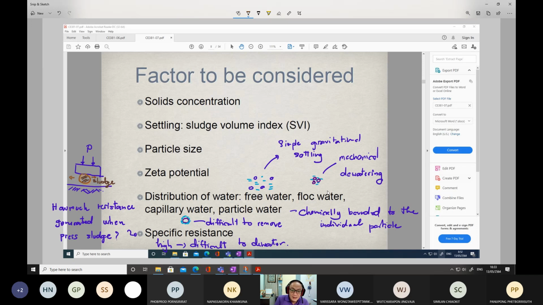Capillary water, it's a film of water covering the sludge. This is actually very difficult to remove. Particle water is chemically bound to the individual particles. So the presence of water also creates problems or becomes a factor influencing the sludge treatment and management anyway.